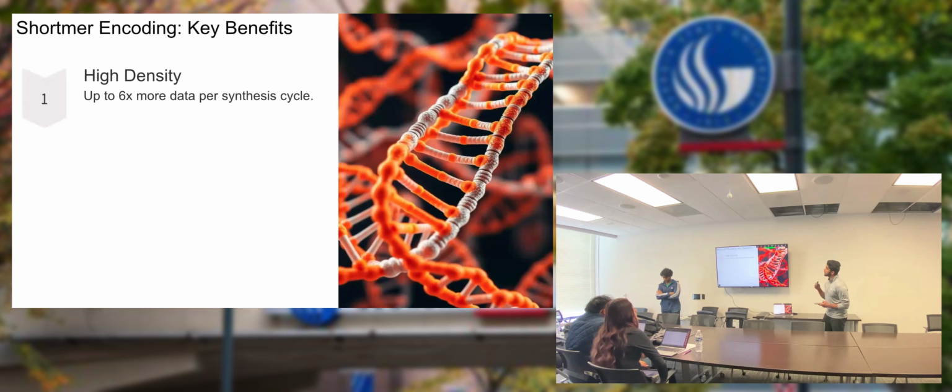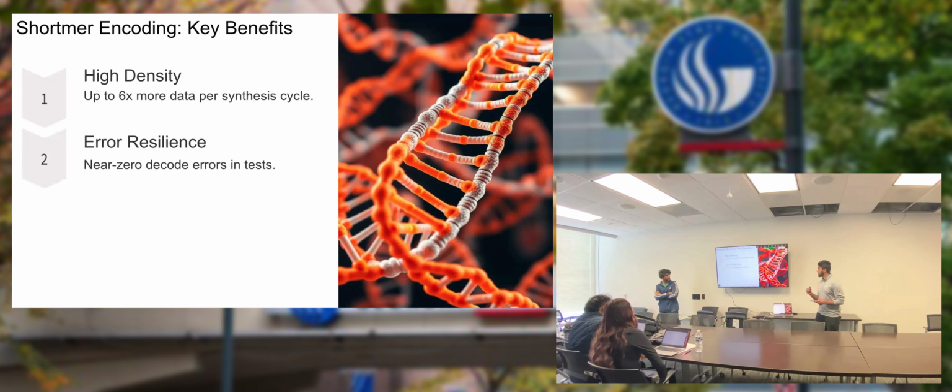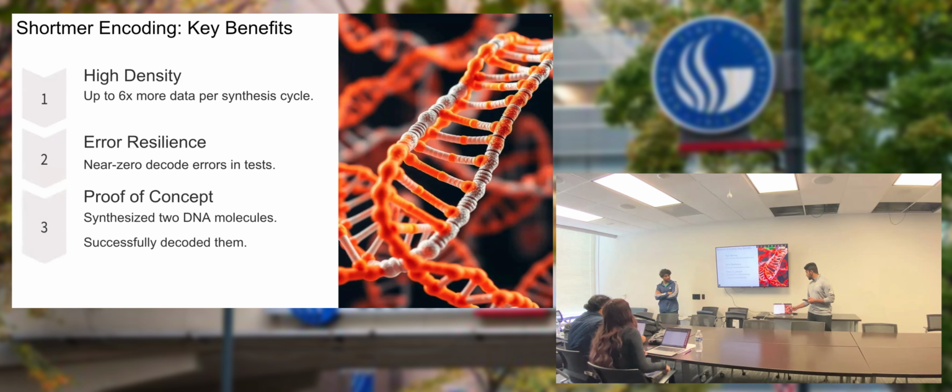And then the fourth one is short-mer encoding, and its key benefits are it also has high density. It can store up to 6 times more data per synthesis cycle. So each DNA gram that you encode, that's just one cycle. And then the second, it is error resilience. While testing, we didn't face a single error while using this algorithm. And third is the proof of concept. The authors made this tool where they used two molecules to synthesize, and they successfully decoded them.